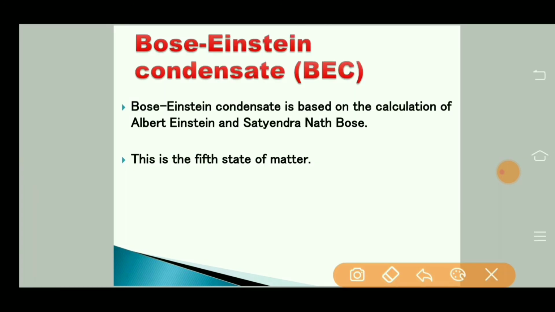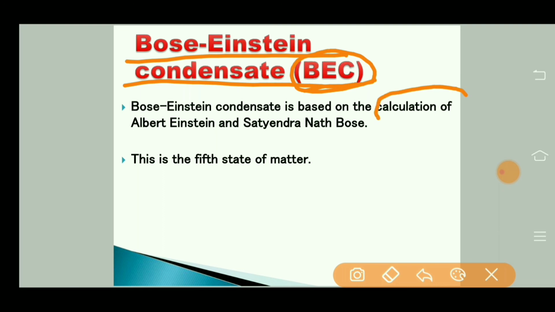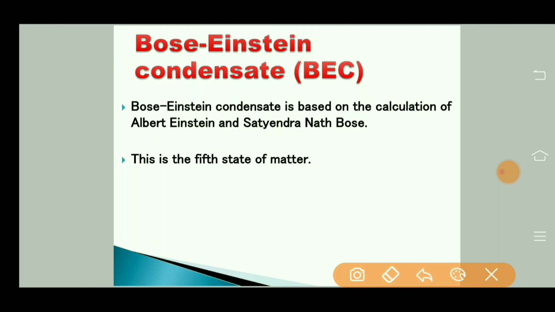We have the 5th state of matter, that is Bose-Einstein condensate. In short, it is called BEC. The 5th state of matter, Bose-Einstein condensate, was discovered on the basis of calculations done by Albert Einstein and Indian scientist Satyendranath Bose. We have completed the first chapter.